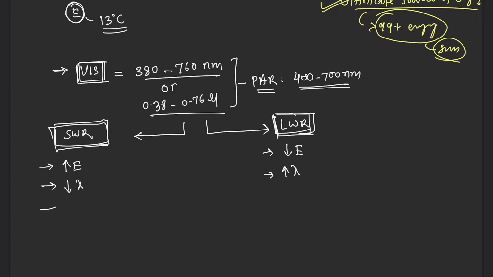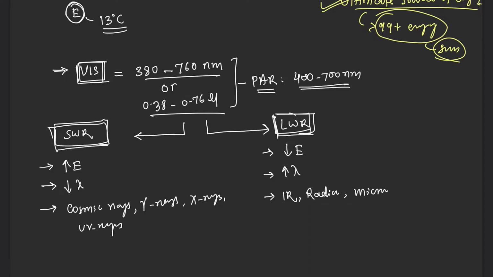So what are the examples of short wave radiation? Those are cosmic rays, gamma rays, X-rays, UV rays. These have shorter wavelength than visible radiation. Then what long wave radiation do we have? We have infrared radiation, radio wave radiation, and microwave radiation. These have higher wavelength and lower energy level.